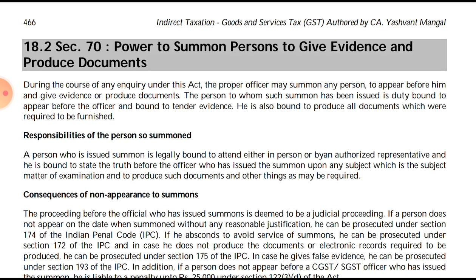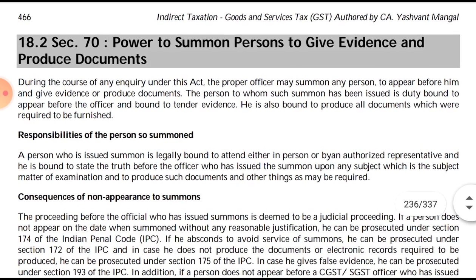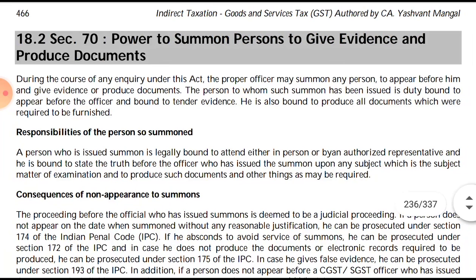Section 70 is in relation to the power to summon a person to give evidence and produce documents. So we are giving a summons to a person for what reason? That is, to give the evidence and to produce the documents. We'll quickly go through the entire section.